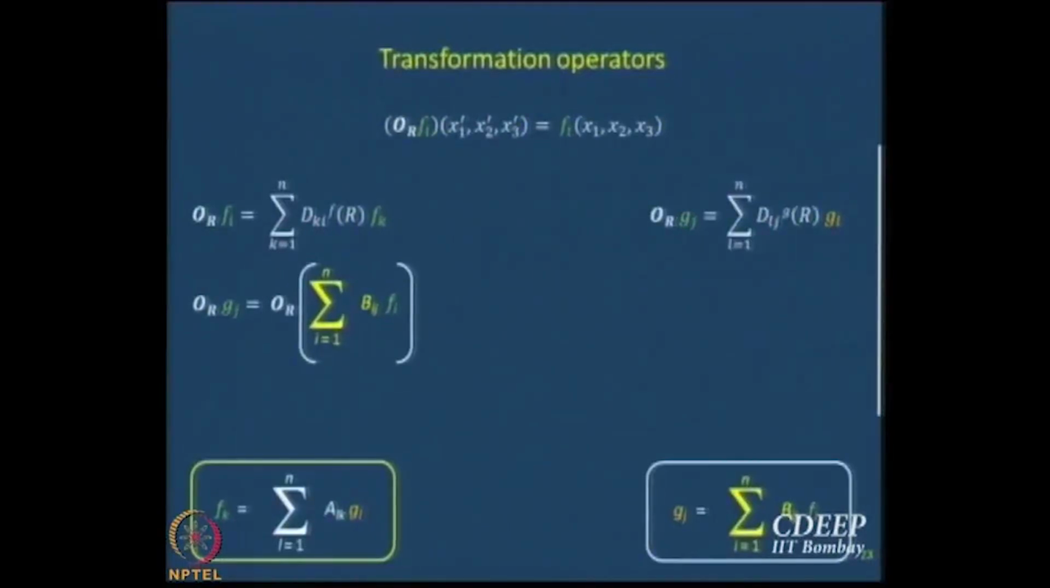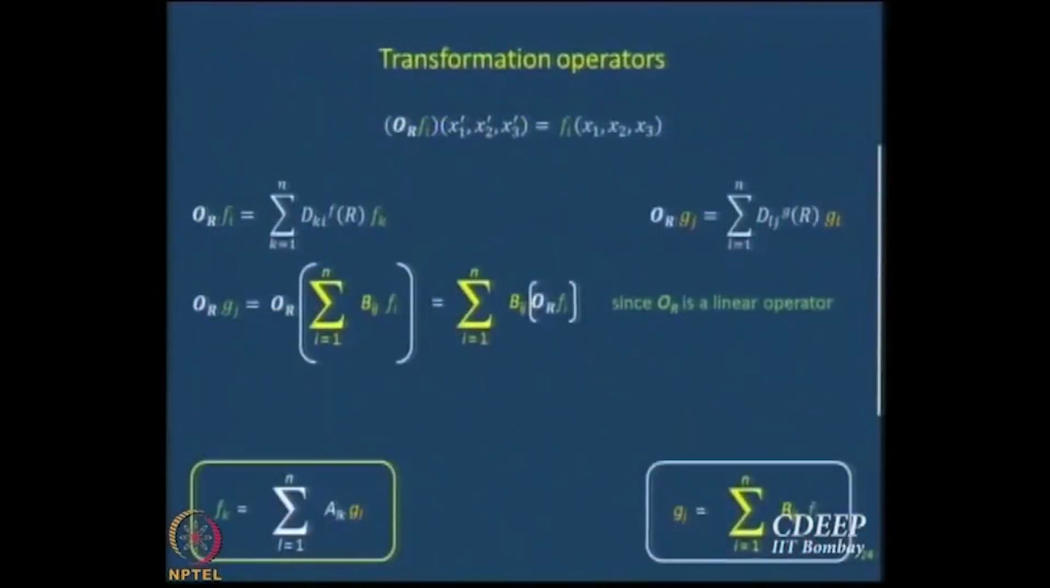What did we write there? If G is equal to A times F, where G and F are functions and A is a scalar quantity, then OR operating on A times F is equal to A multiplied by OR F. Can I write this because it is linear? Fine. Are we all okay? Now, what will be the next step?